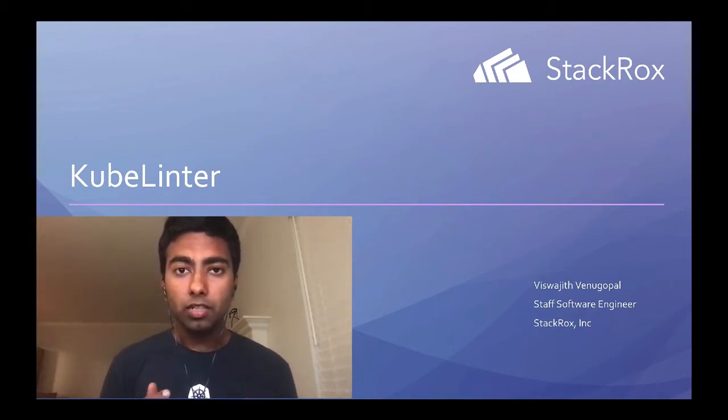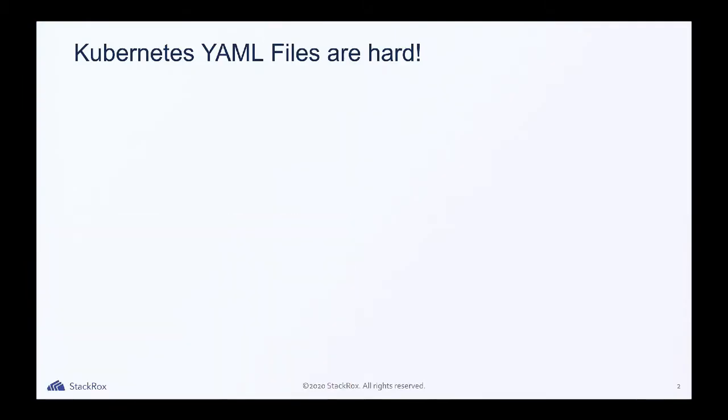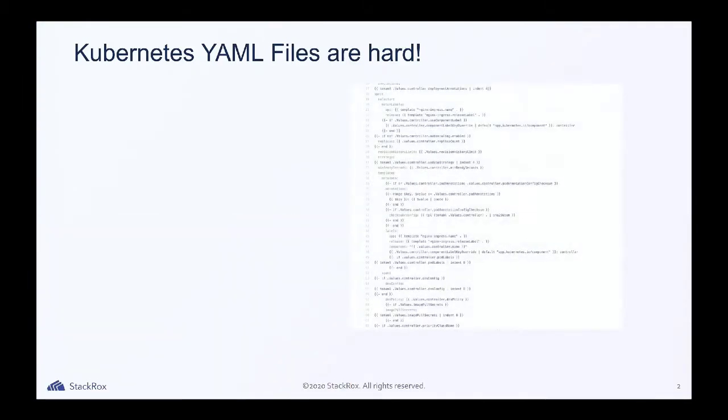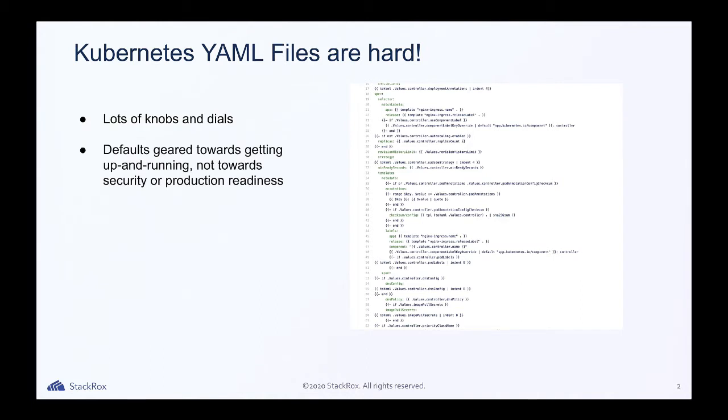Now, KubeLinter was born out of a realization that we had over the journey of building out our product. Namely, that Kubernetes YAML files are hard. They have so many knobs and dials, and it can be hard just to get your app running and your containers talking to each other. But even once you get there, that doesn't mean you're done. Kubernetes defaults are geared towards making it easy to get up and running and not towards security or production readiness.